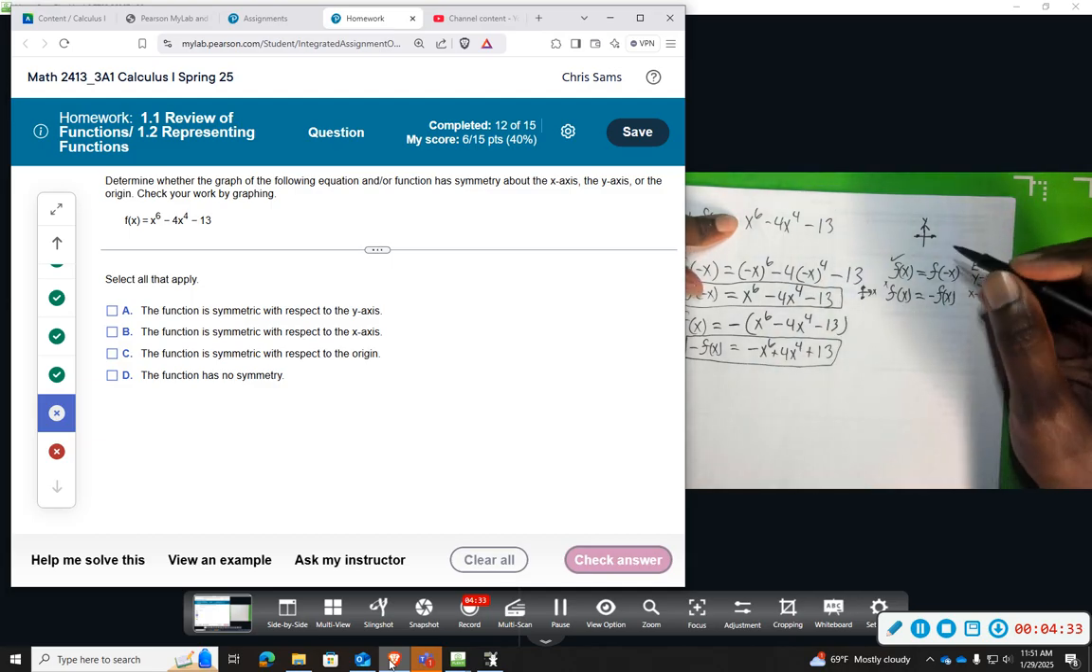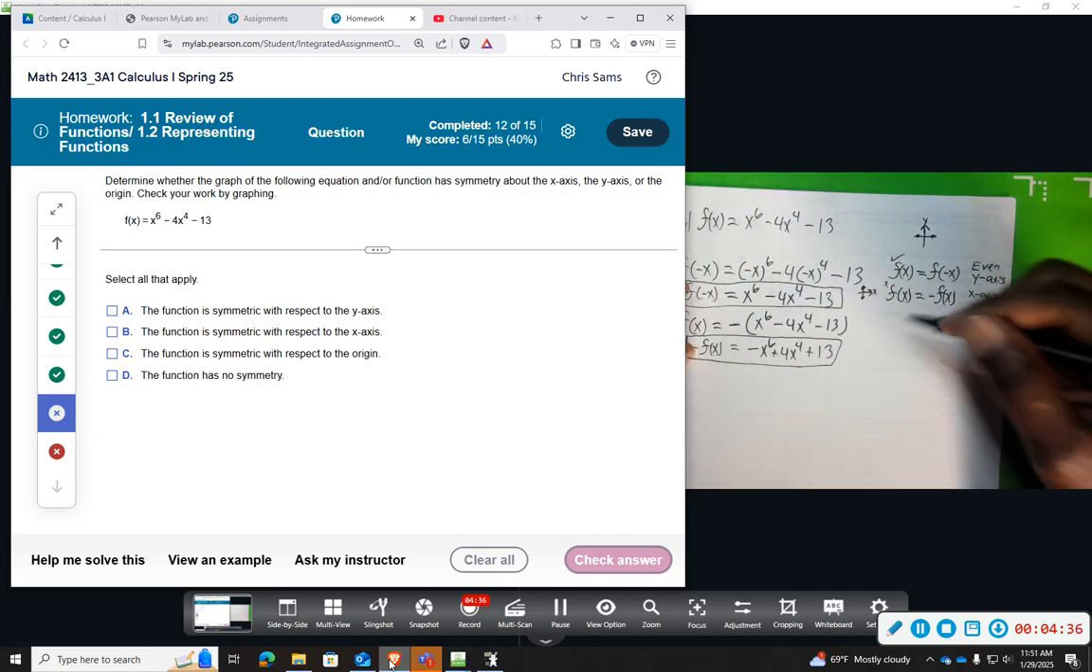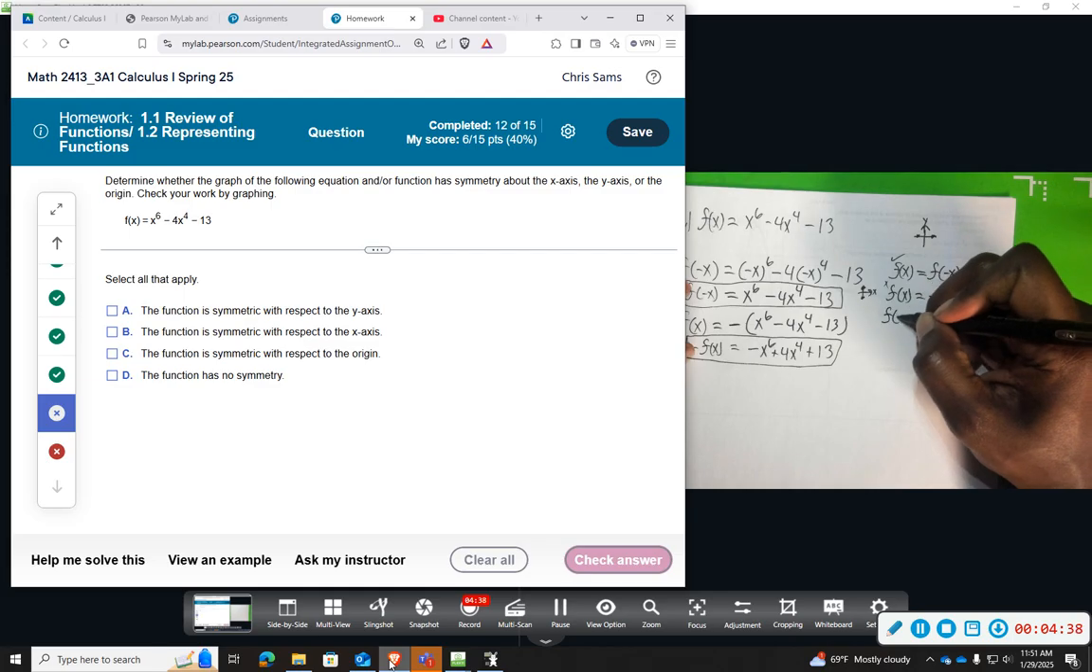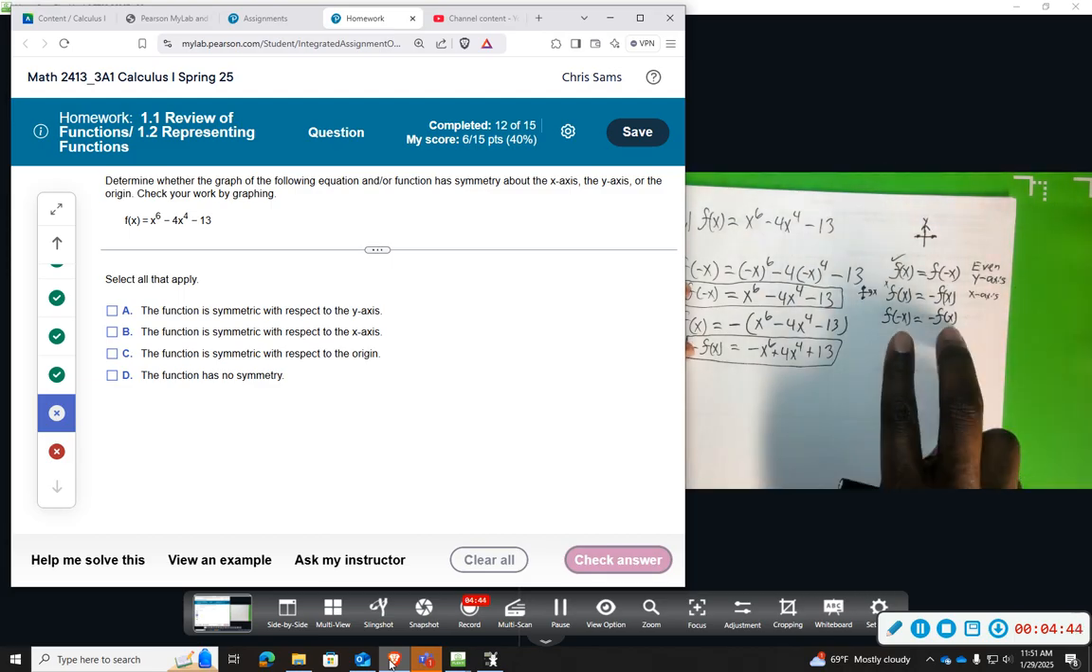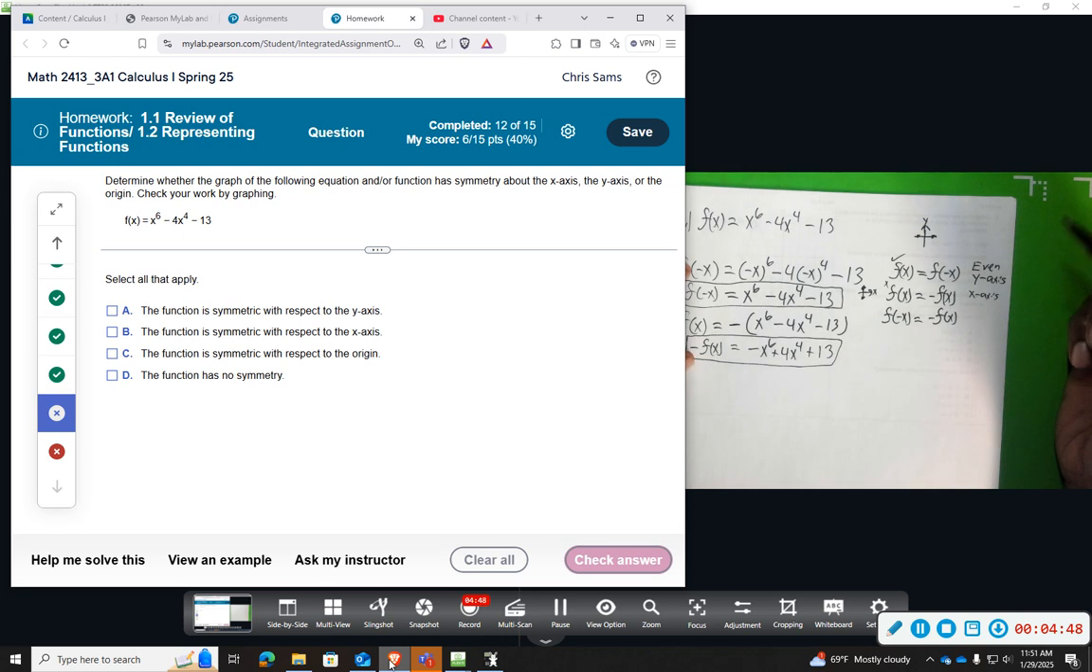And lastly, we compare these two together. Does f of negative x equal negative f of x? We can see that these two are not the same, and so we do not have origin symmetry. So this one only has y-axis symmetry.